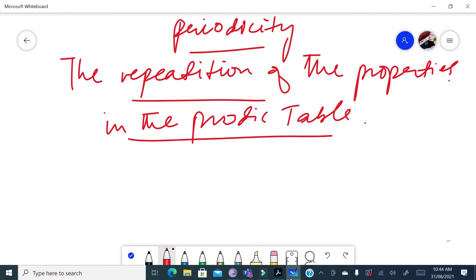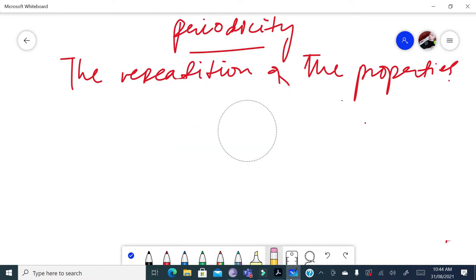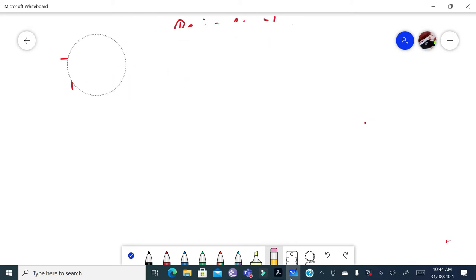Yes, sir. Okay. So it's the repetition of the properties in the periodic table. Which properties are there and how we are going to study them? We are going to study these properties, and I'll first name those properties. Those properties are, let me name them for you.